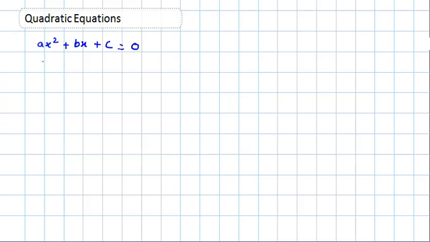So now instead of x square, it could be any variable. It could be m square or n square, it could be p square or q square, or it could be s square or k square. Whatever the variable is, it doesn't matter. It has to be with the power of 2.